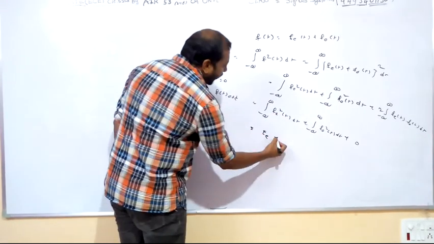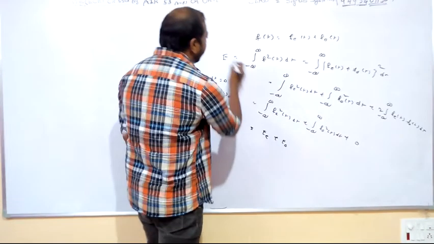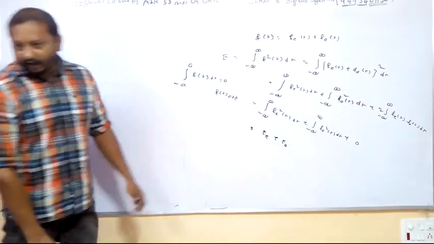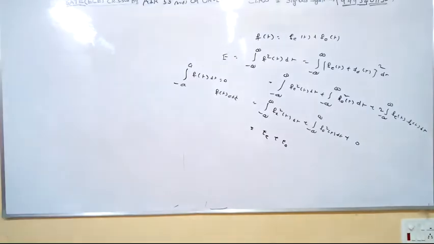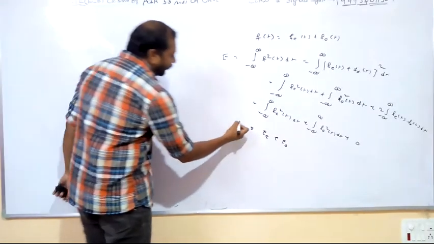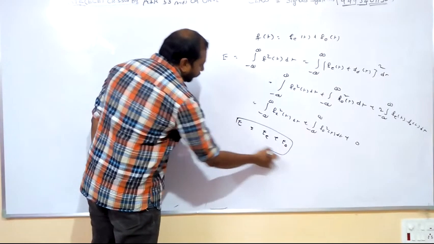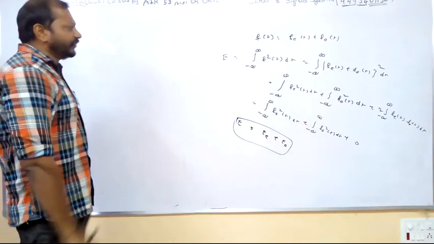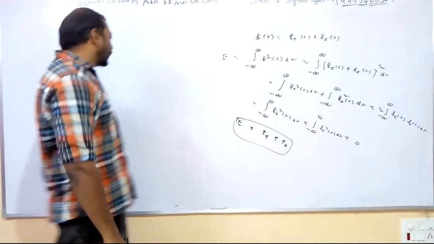So this is nothing but the energy of the even component of the signal plus the energy of the odd component of the signal. So the energy of the signal can be represented simply as the energy of the even component of the signal plus the energy of the odd component of the signal.